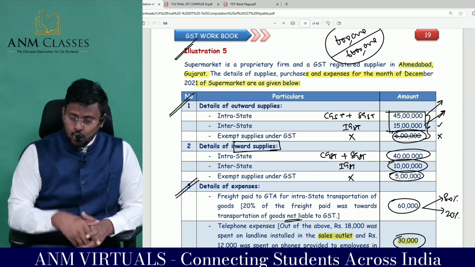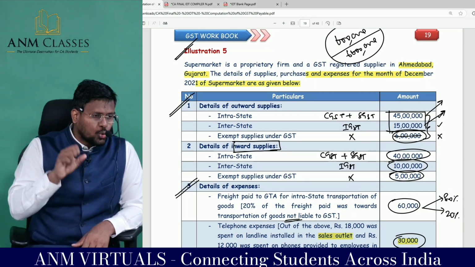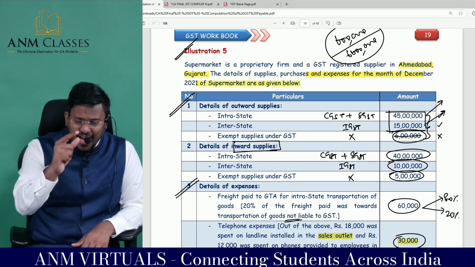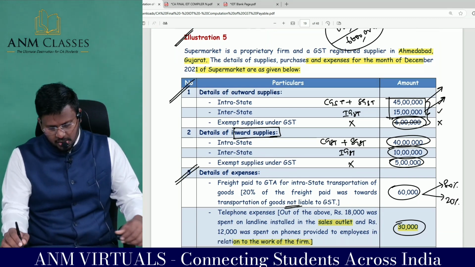Are you all really with me? So this is the checkpoint you should have in your mind. You have to analyze the outward turnover. If the outward turnover consists of exempt supply, one point should strike your brain that there is a scope of apportionment. Fantastic to the core.